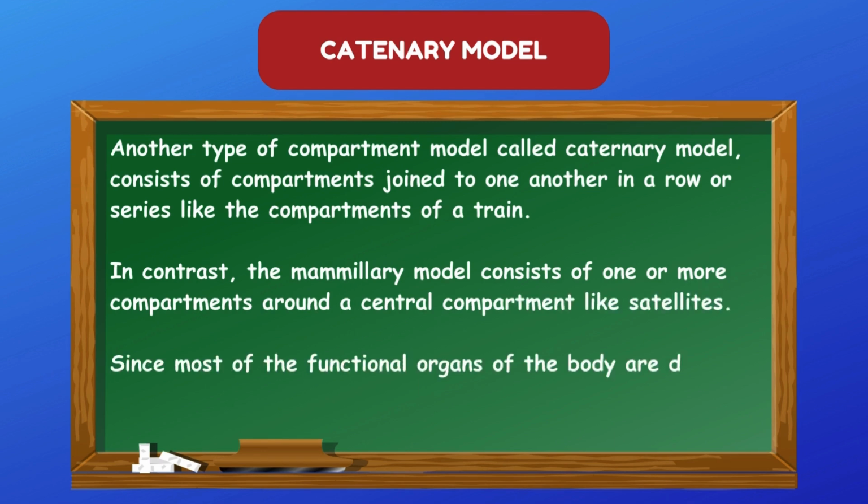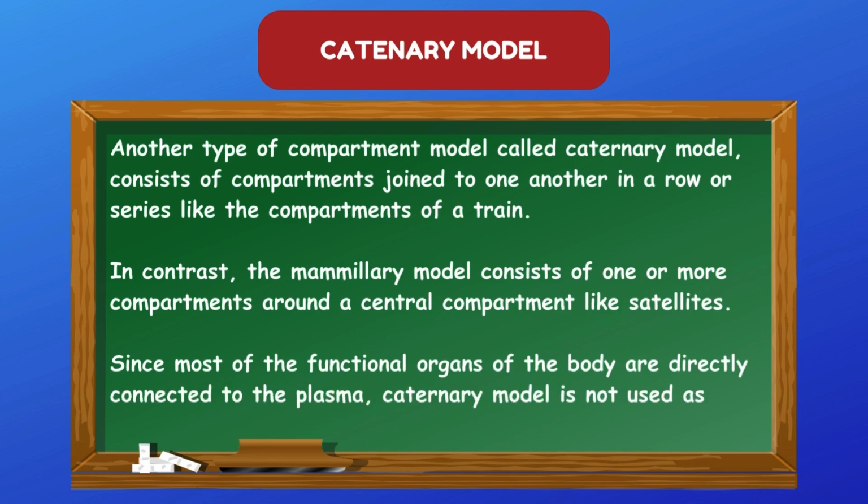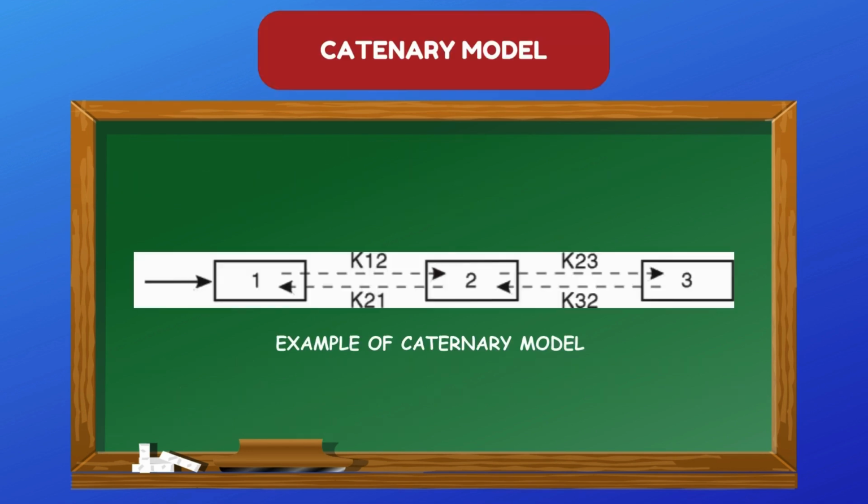Since most of the functional organs of the body are directly connected to the plasma, the catenary model is not used as often as the mammillary model. Let's look at the example. You can look, all the compartments are connected in a series like a chain.